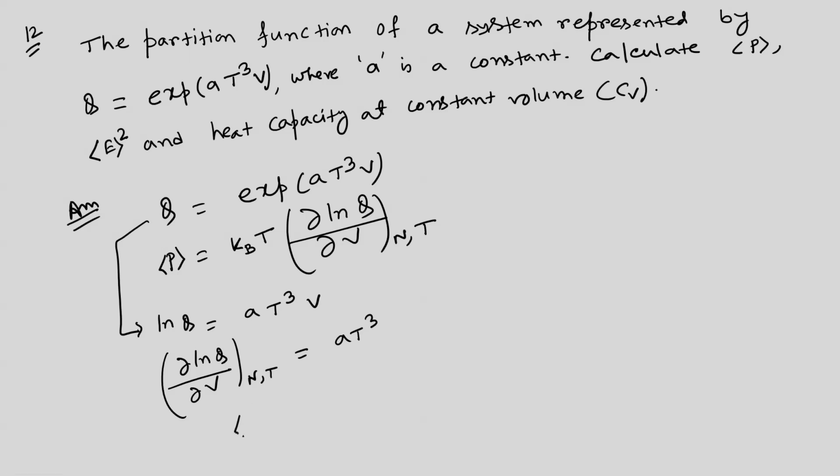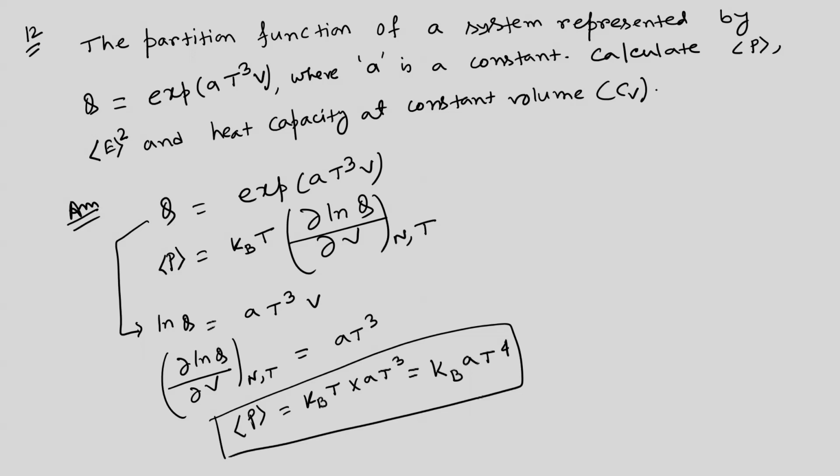So, average pressure is kB times T times a T to the 3. So, it gives us kB times a T to the 4. So, this is the expression for average pressure.